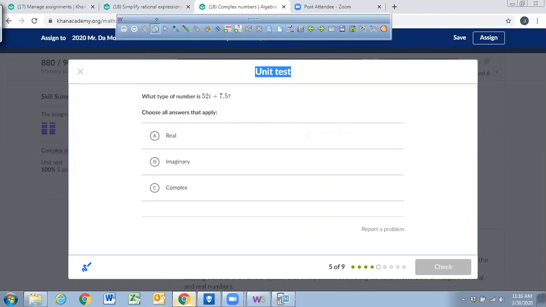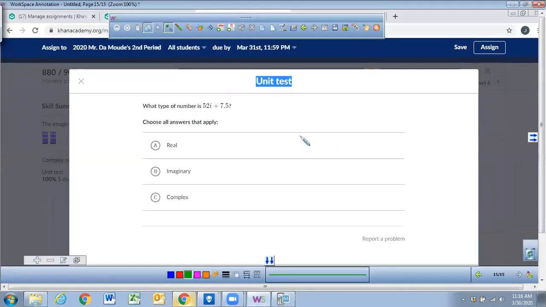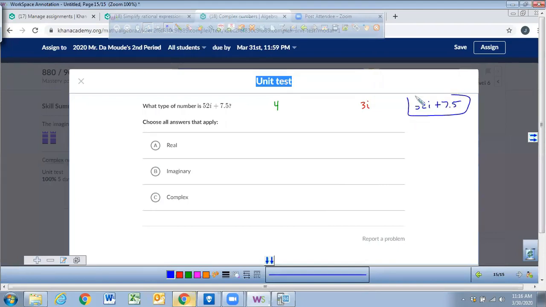Now, this one asks, what type of number is this? So we're going to go over, let's say for example, what if you just had the number 4? We're going to talk about that. But what if you had the number 3i? And then what if you had the number 52i plus 7.5? So we're going to classify these numbers.